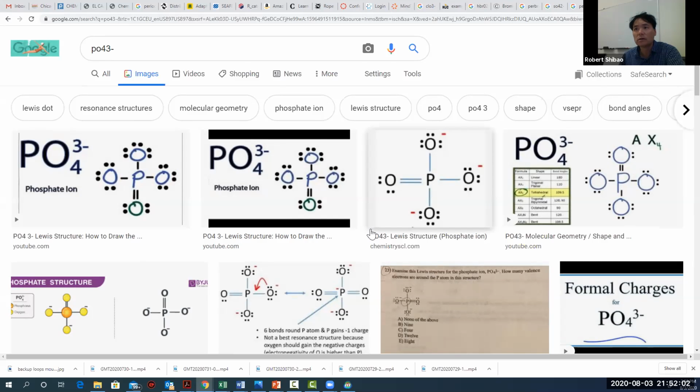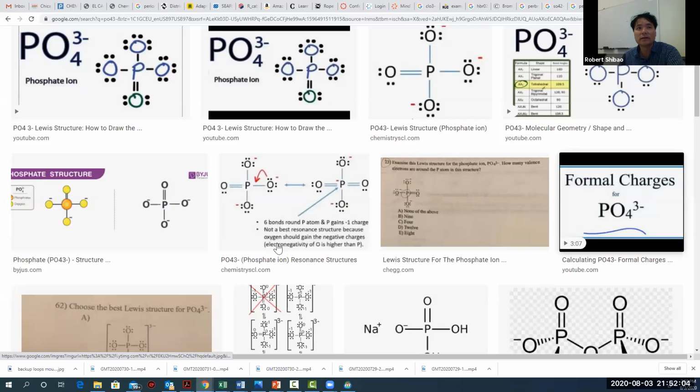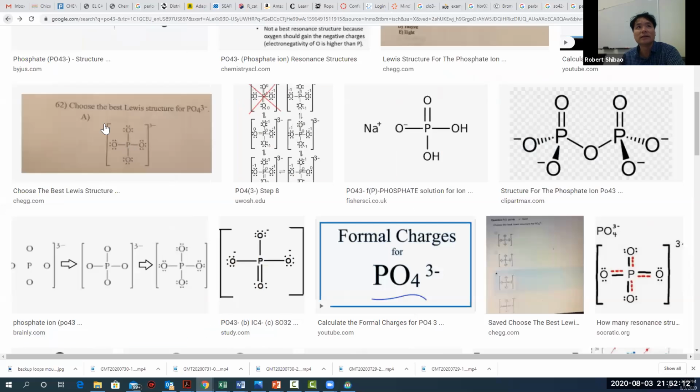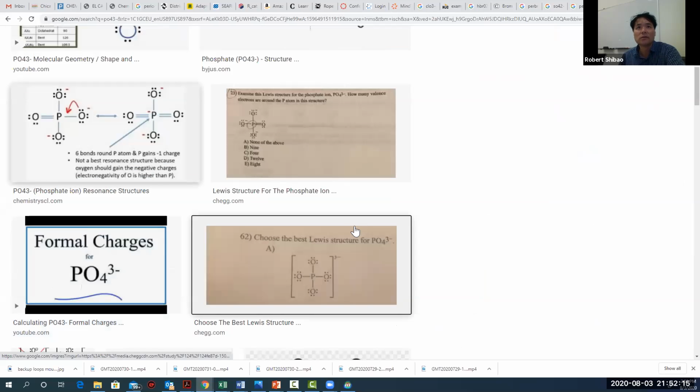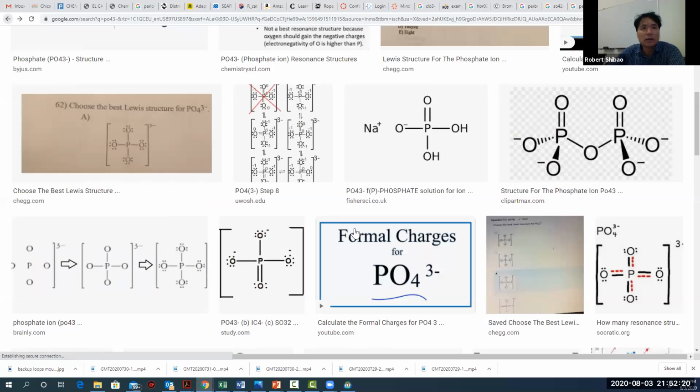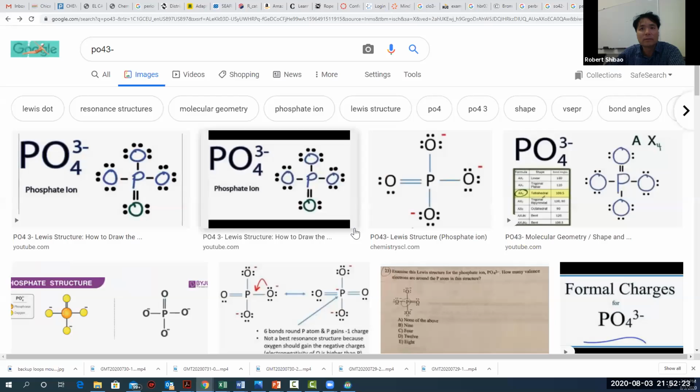The formal charges for phosphate. Of course, we want to calculate all the formal charges. Choose the best Lewis structure for phosphate. Well, how many resonance forms are there? Well, we can count them. Here, bottom is 1, left, that's 2, top is 3, and right is 4. There are 4. So we could have the double bond on the bottom, the left, the top, or the right. And so we got 4 resonance forms for this.